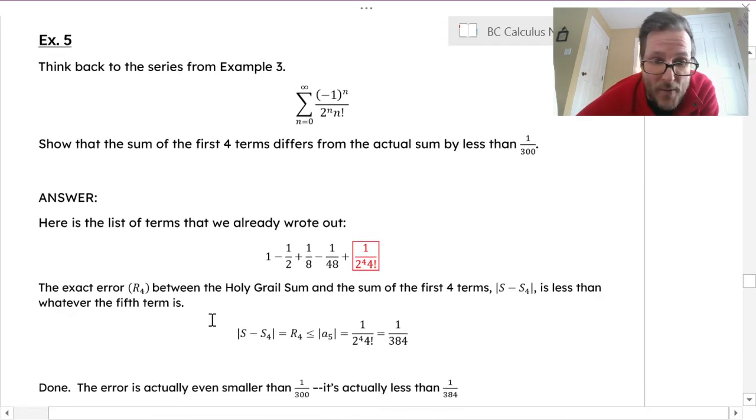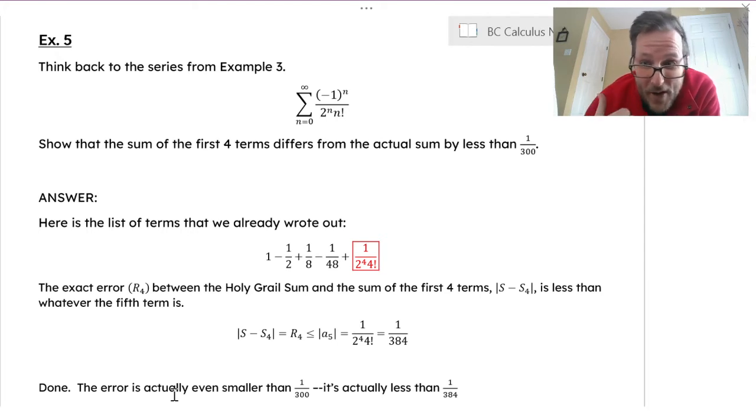That's what I've written out right here, using the same notation that you saw with the alternating series remainder. So the error is less than 1 over 300. In fact, it's less than 1 over 384. So that's even more precise than what we were asked for.